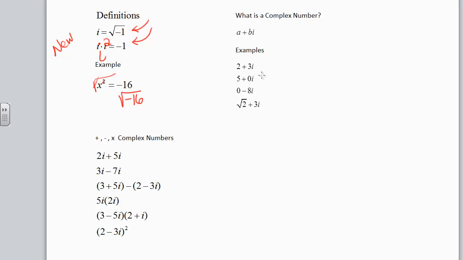So let's look at a couple examples over here. What is a complex number? A complex number is written in general as a real and an imaginary part, where a and b are both real numbers. So here are a bunch of different examples. 2, 3, 5, 0, 0, negative 8, radical 2, 3 are all real numbers.